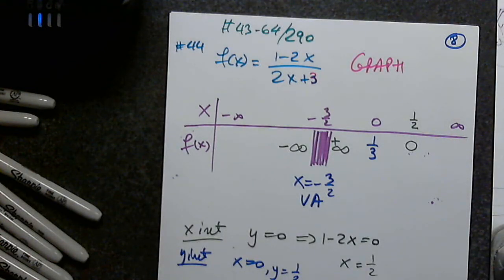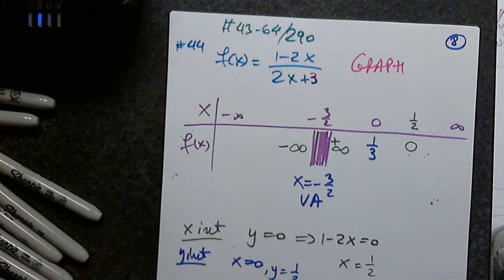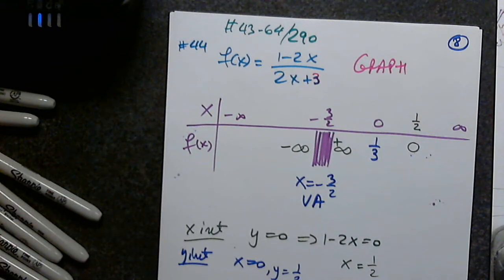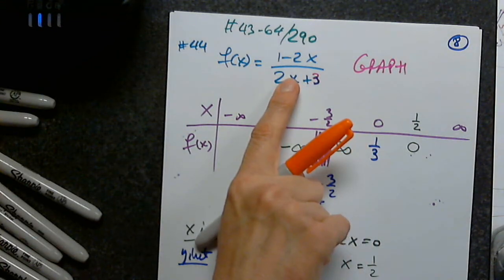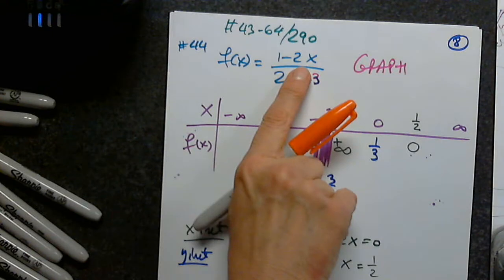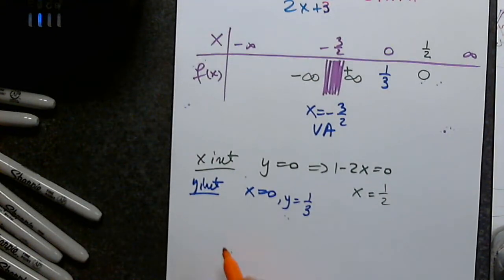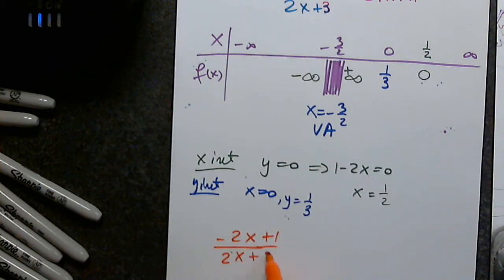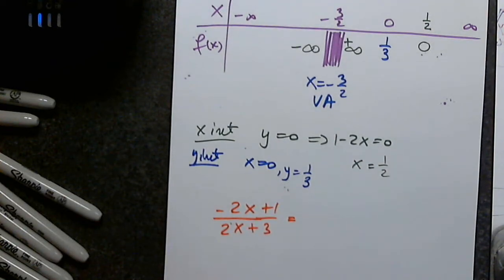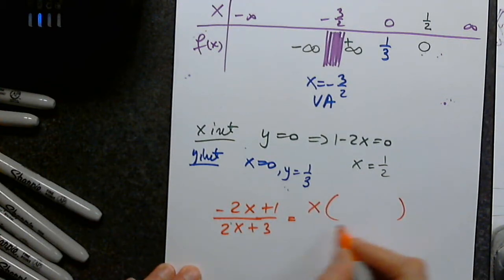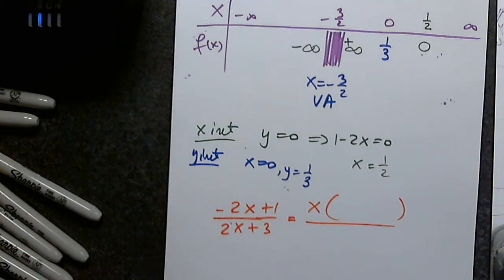So I would like to show you the theory behind it, not just give you, remember this, memorize this, okay? So I have this function. I will rearrange the numerator in descending order. So I have -2x over +1 over 2x plus 3. Now, please tell me, what is the degree of the top? I'm going to factor it out. What is the degree of the bottom? I'm going to factor it.